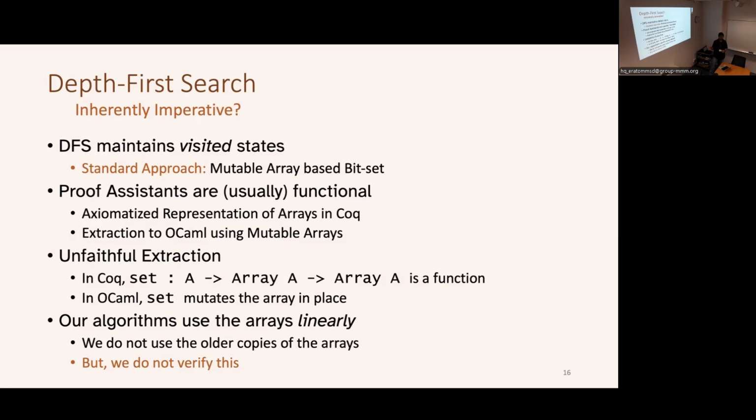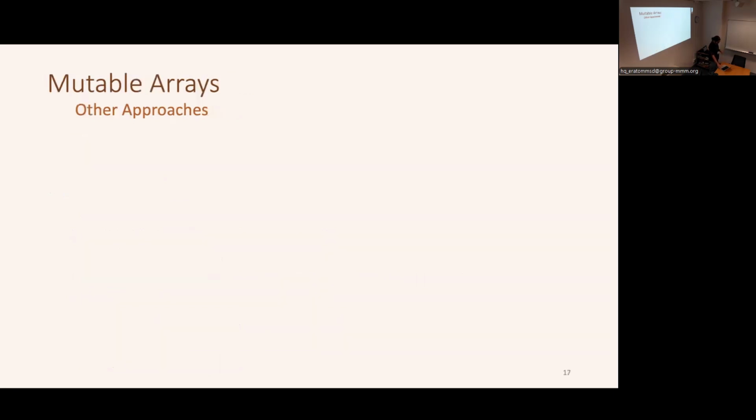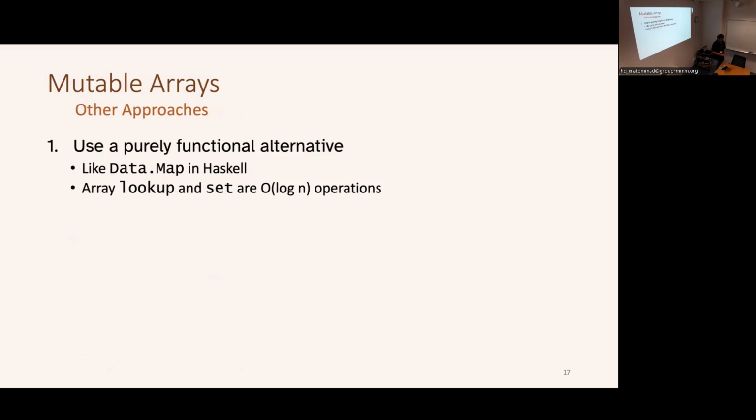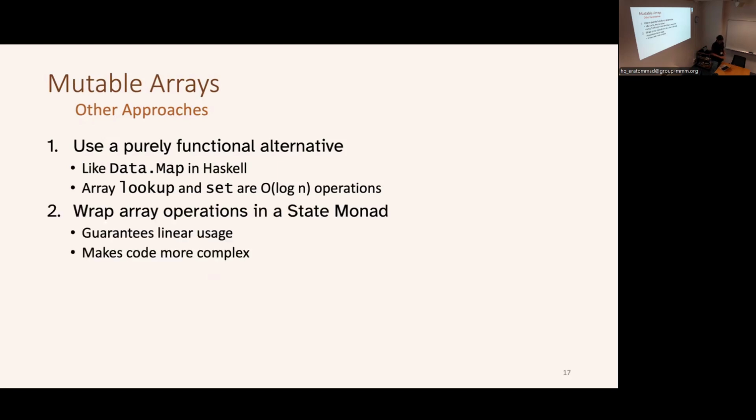And this part is unverified, and in principle, I could have made a mistake over here. I will discuss some other approaches which we could take. So one approach is to use a purely functional alternative for sets. And these are based on some kind of binary trees. And if you do this, instead of a constant time lookup or a constant time mutation, you would have a log n time mutation or lookup, where n is the size of the array. So this is one option.